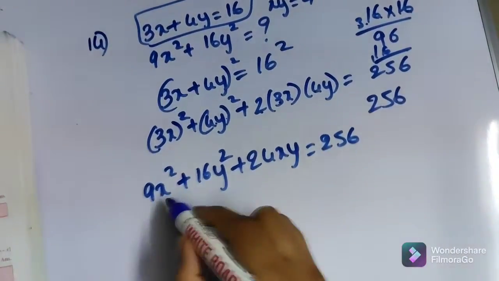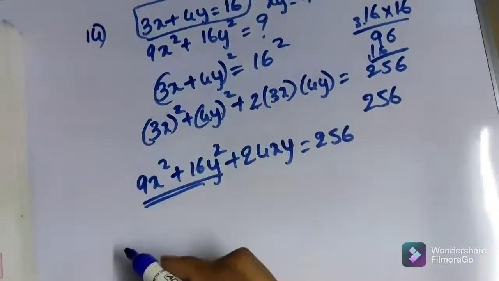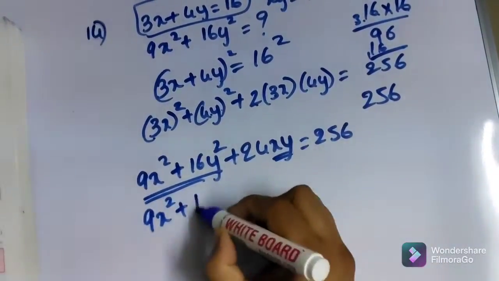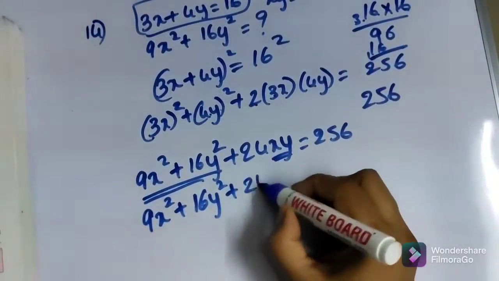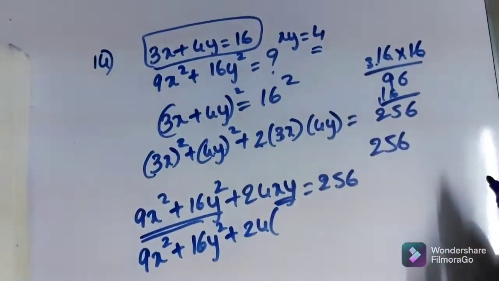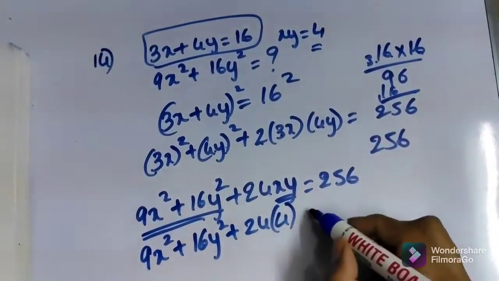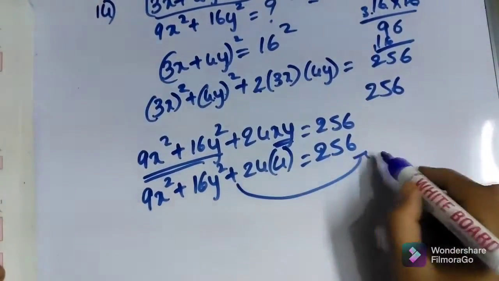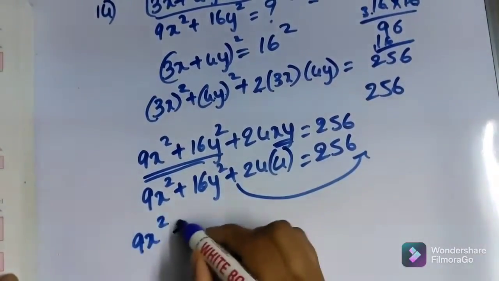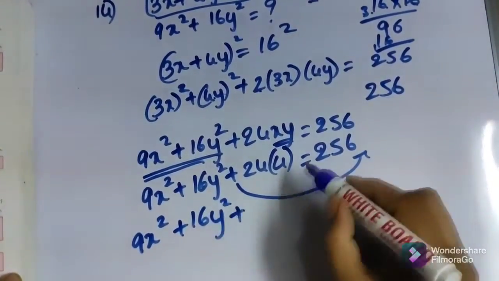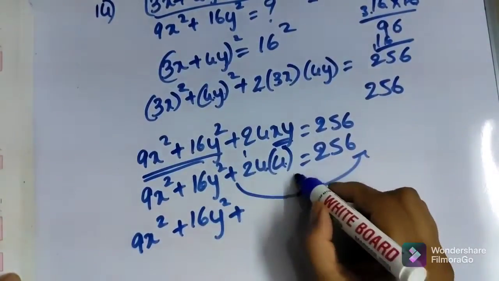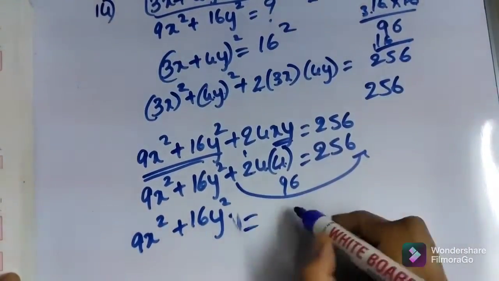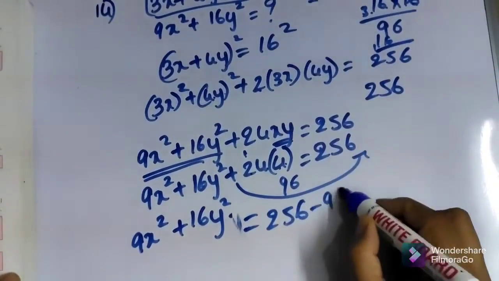So now we are supposed to find the value of 9x square plus 16y square. What I am going to do is, we have this xy value, right? I am just inputting the xy here. 16y square plus 24 into xy, and the xy value is given as 4 in the question. So I'll replace that with 4, is equal to 256. Now I'm going to shift this part to this side. So 9x square plus 16y square. 4 4s are 16, 4 2s are 8 plus 1, 96. So 96 will go that side. I get 256 minus 96.